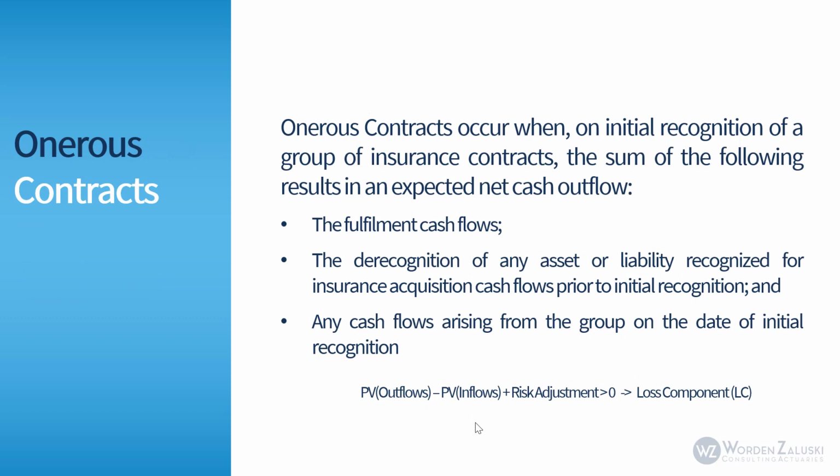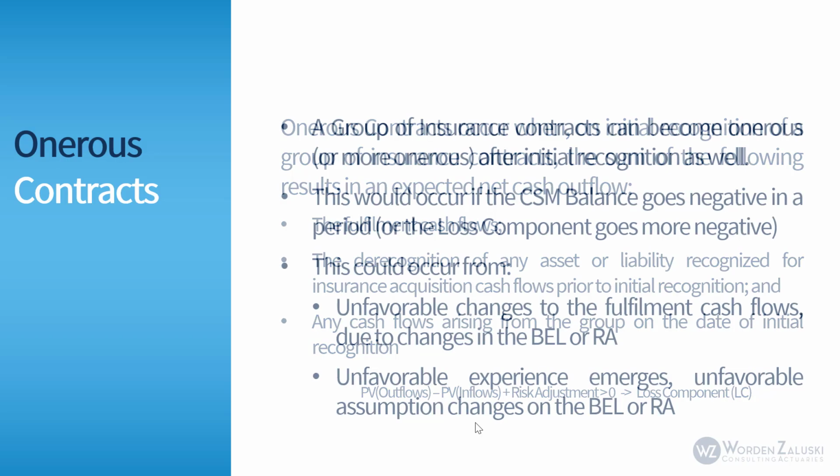So when there's a loss component, that means that the group of contracts that we're looking at are unprofitable, and these are known as onerous contracts. Onerous contracts occur when, on initial recognition of a group of insurance contracts, the sum of the following results in an expected net cash outflow. So again, our fulfillment cash flows, any derecognition of any asset or liability recognized for insurance acquisition cash flows prior to initial recognition, and any cash flows arising from the group on the date of initial recognition. Or in other words, our PV of our outflows minus our PV of our inflows plus the risk adjustment is greater than zero, or we have a loss component.